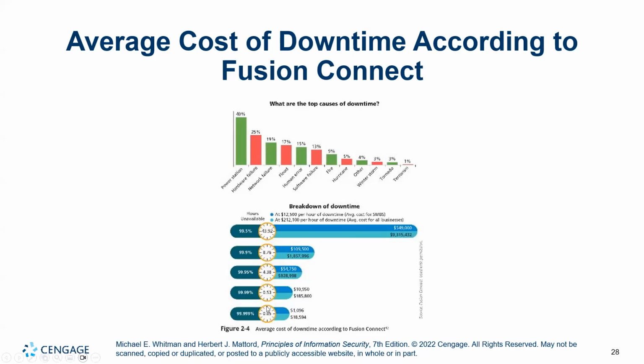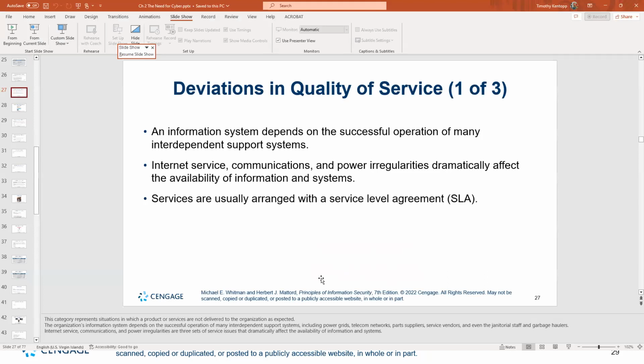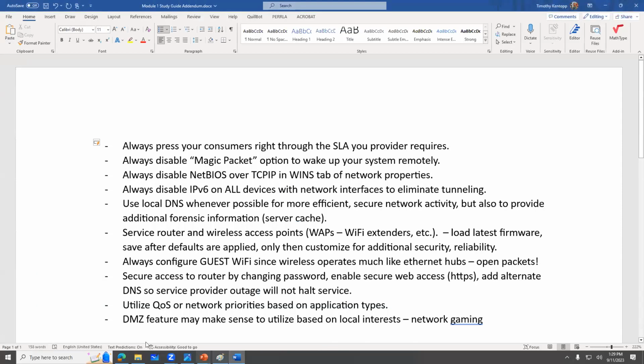It amounts to, and here's what you see, the cost, if it's 99.5%, was estimated to be $9,315,432 in terms of lost productivity. So when people can't work, you lose money. Basically what it boils down to. Any questions about 5 nines? I'm going to make a note of 5 nines on the addendum.